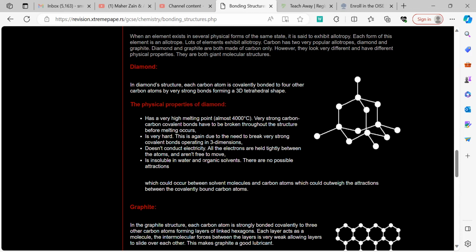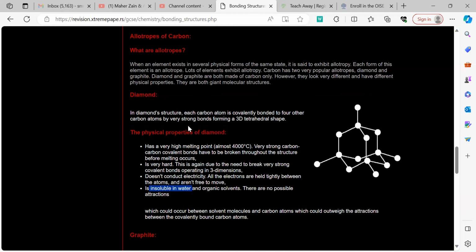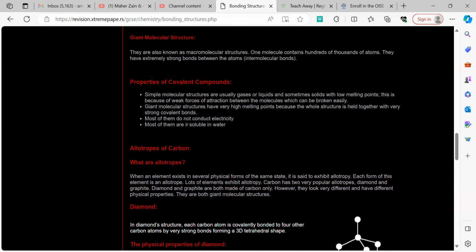In the exam they ask you about the physical and the chemical properties. So for example, diamond is insoluble in water and it is very hard, and it has a very high melting point. These are its physical properties.